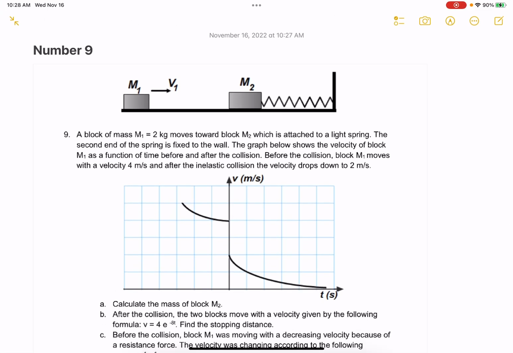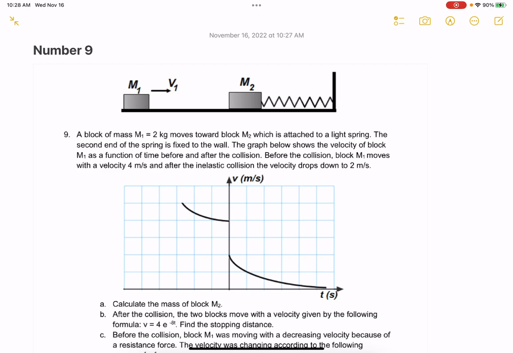Hello, let's look at number 9. A block of mass m1 equals 2 kg moves towards block m2, which is attached to a light spring. The second end of the spring is fixed to the wall. The graph below shows the velocity of the block m1 as a function of time before and after the collision.